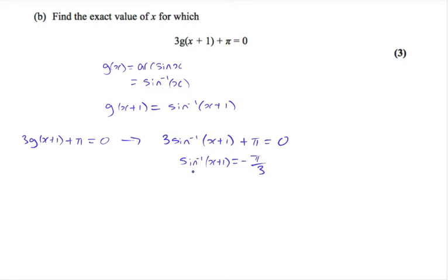Applying sin to both sides will get rid of this, so we will have x plus 1 equals sin of minus pi over 3, and using your calculator we can find this equal to minus root 3 over 2. For the final answer, we move the 1 to the other side, so x equals minus root 3 over 2 minus 1.